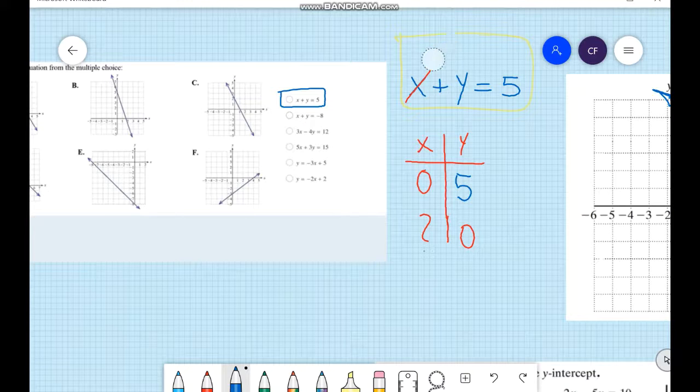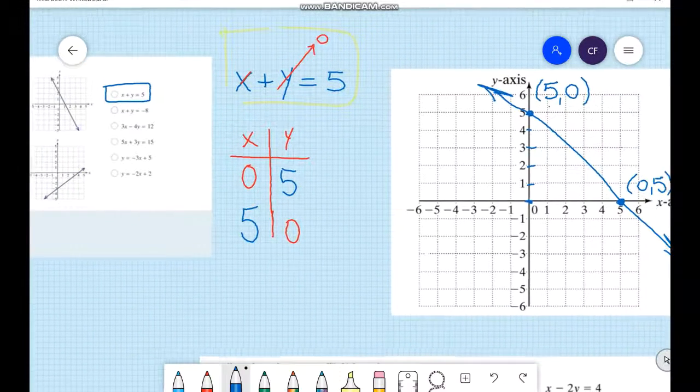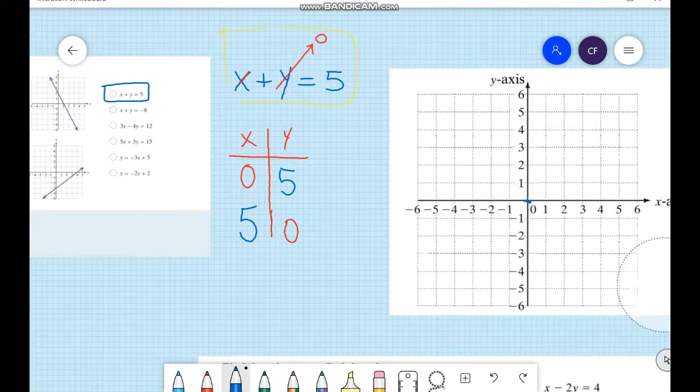And now let's do the other way around. Let's make y equals 0. What's the value of x? If you make y equals 0, now x equals 5, right? Yeah, Kalia. Now we found here the y-intercept and the x-intercept. Let's go to the graph.